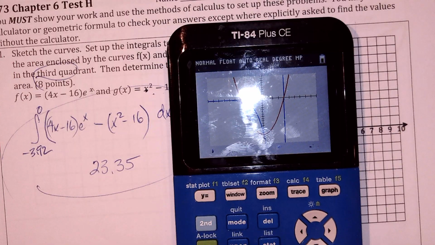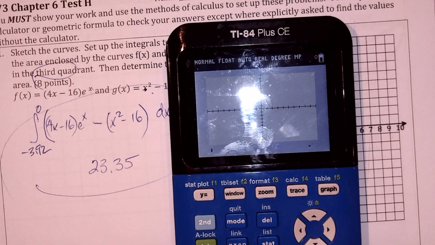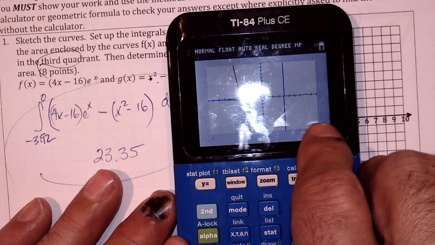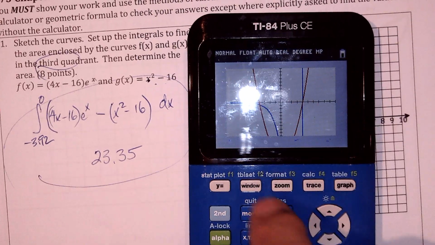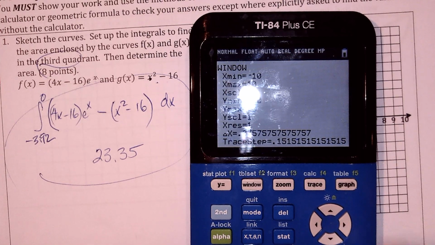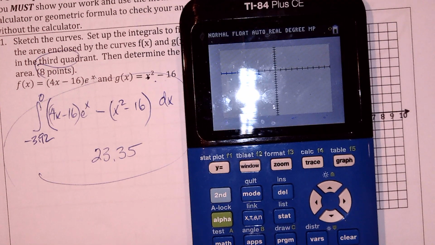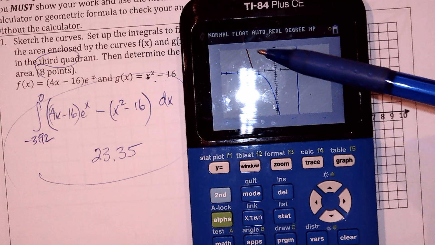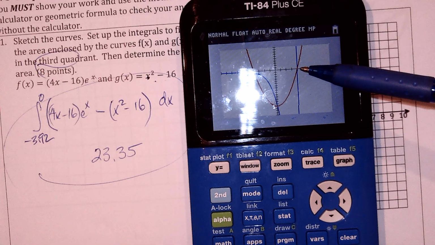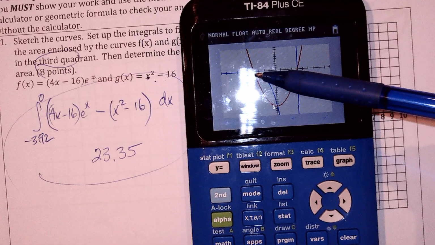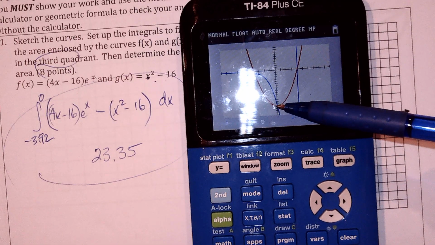And I had my window as zoom 6 and I couldn't see the bottom down there. I got some ink on my screen. I couldn't see the bottom, so I went to my window and said I need to look lower than 10, so I went to minus 20, and now I can see that it goes through minus 16 here, and the other one comes down and goes through minus 16. That one hits at 4 and minus 4 and 4. This one doesn't go through 4, but both of them go through minus 16.